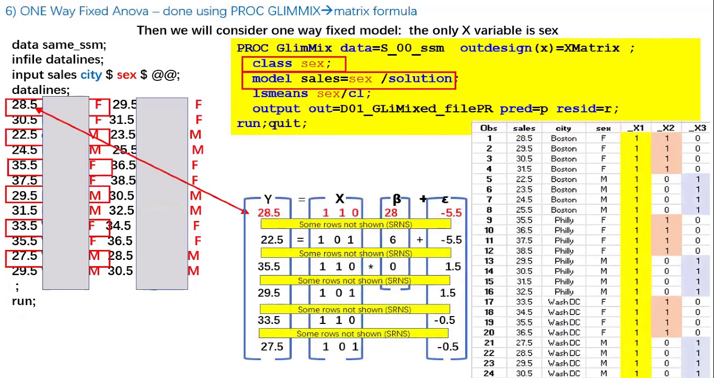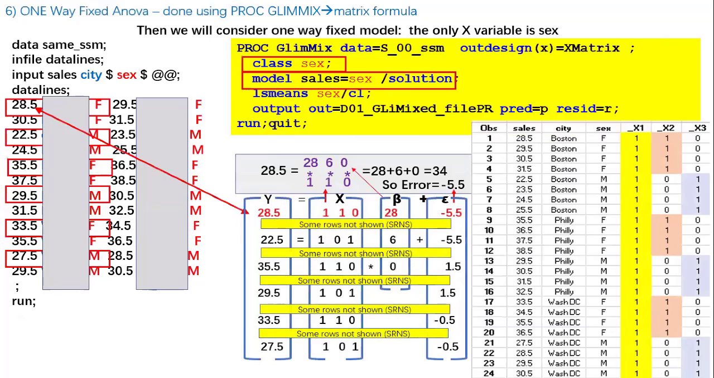For example, the first observation is 28.5. We use the matrix formula to calculate that. And then this is our predicted value, 34. We find the error is negative 5.5.